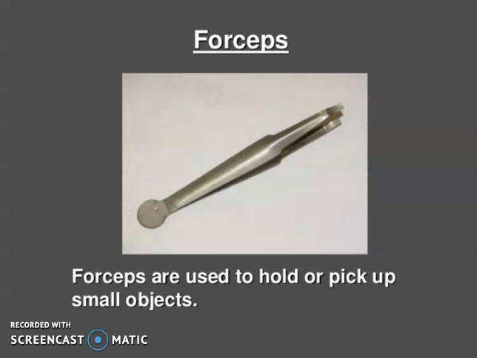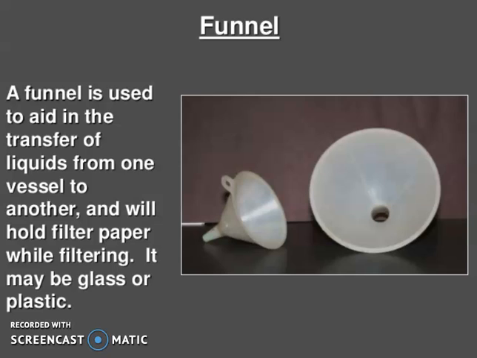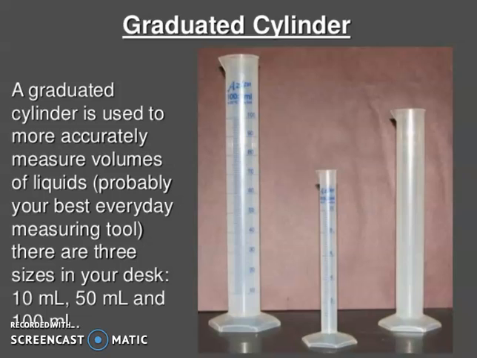So forceps. Forceps are used to hold or pick up small objects. This is the forceps. Now I will show you funnel. You know, a funnel is used to aid in the transfer of liquid from one vessel to another and will hold filter paper while filtering. It may be glass or plastic.